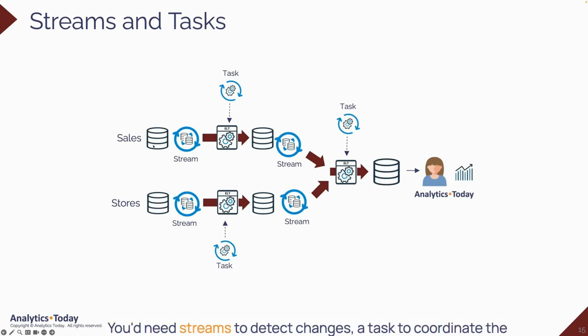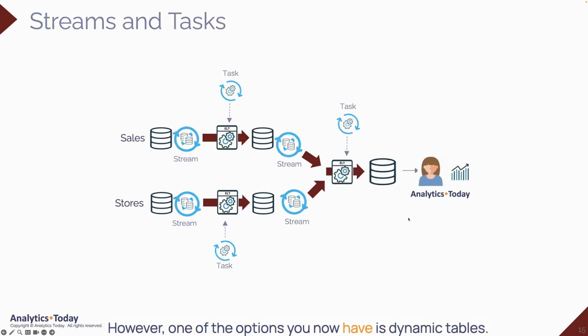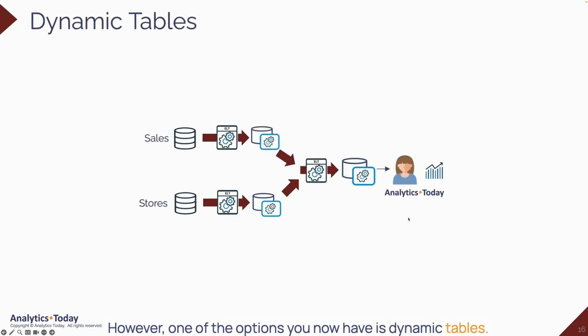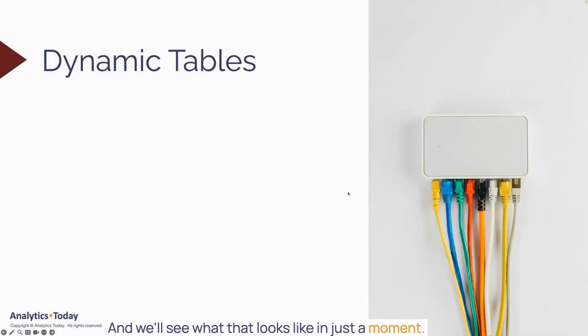You'd need streams to detect changes, a task to coordinate the ETL execution, and then further streams and tasks to process that data and deliver it for reporting. However, one of the options you now have is dynamic tables, and that greatly simplifies the process to look like this. Instead of having standard tables, you now have dynamic tables with the SQL statement buried in them. And we'll see what that looks like in just a moment.